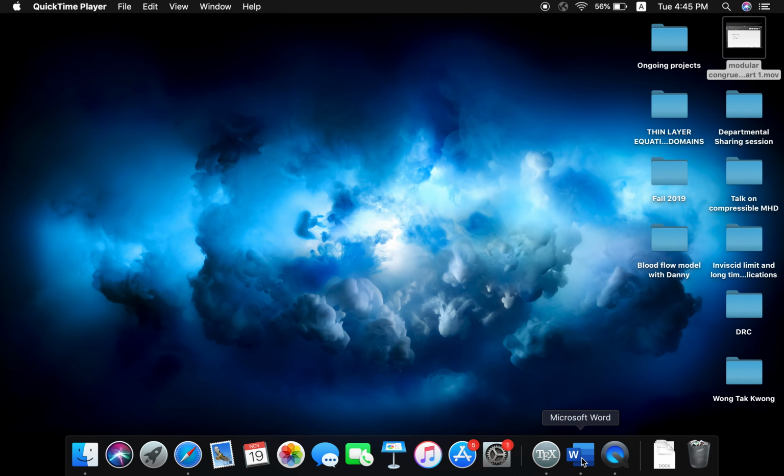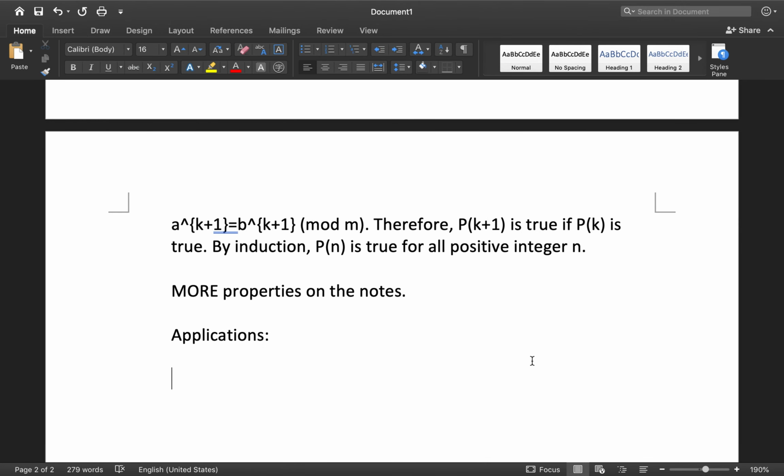Okay, so we have the second part of the video, and this time I want to show you some applications of modular congruence. Now, what are the applications? Number one is this. We can use modular congruence to find the remainder. The remainder is what you get when you perform long division.